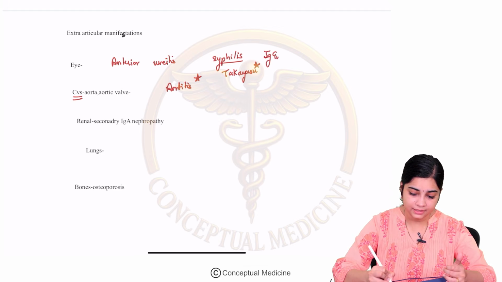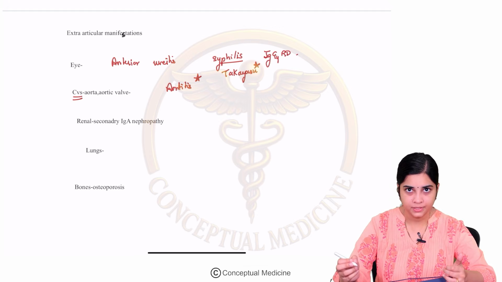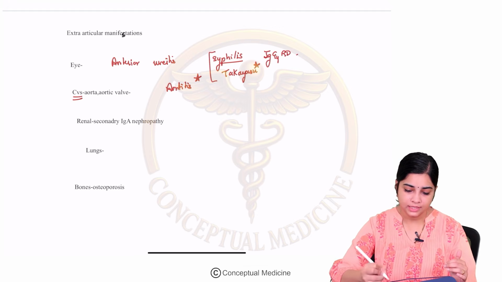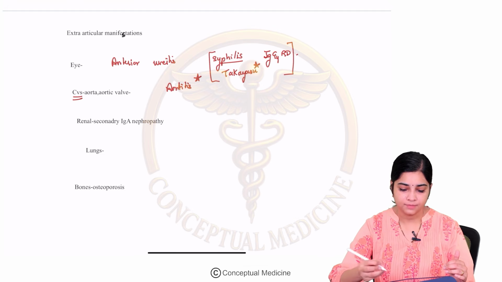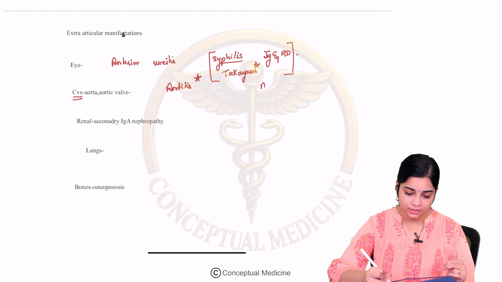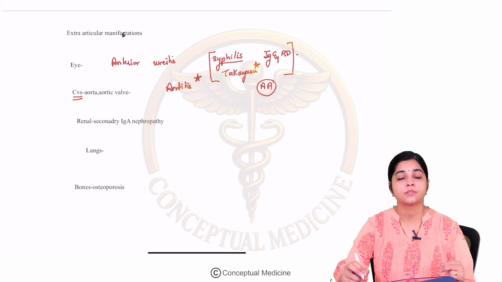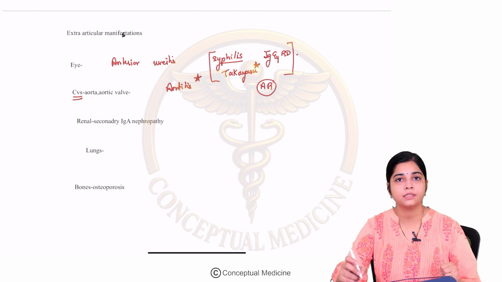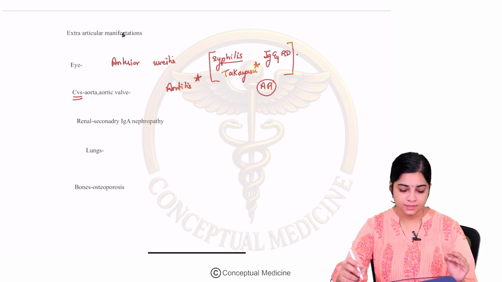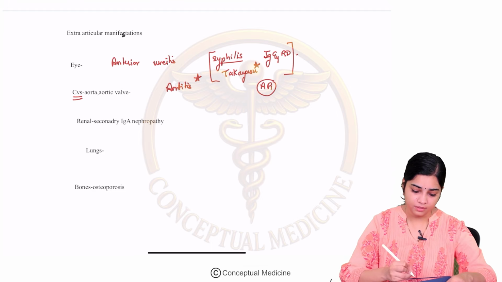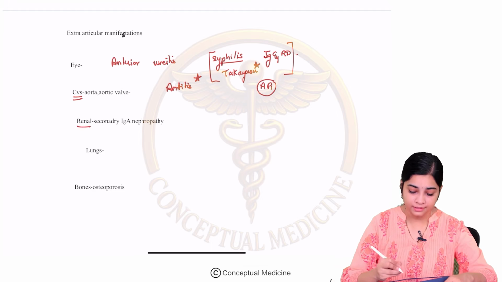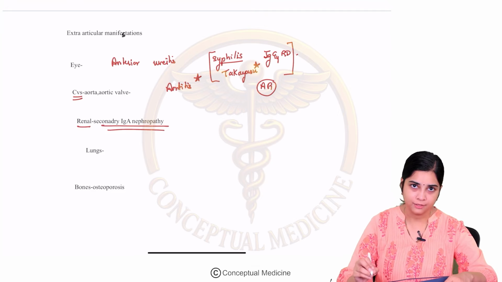Also, you can find it in IgG4 related diseases. So these are the other conditions where you can find aortitis. Then along with the aortitis, you can have aortic regurgitation. So which valvular heart disease is associated with your spondyloarthropathies? It is aortic regurgitation. Then in renal, in the kidneys, you can have secondary IgA nephropathy.